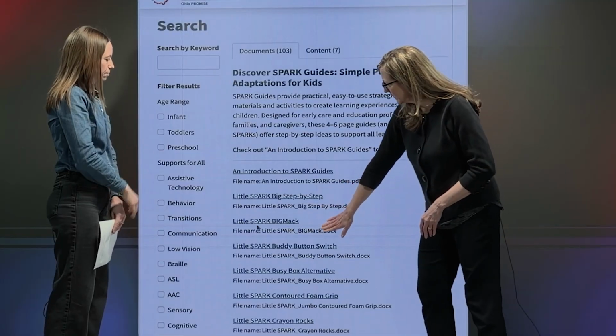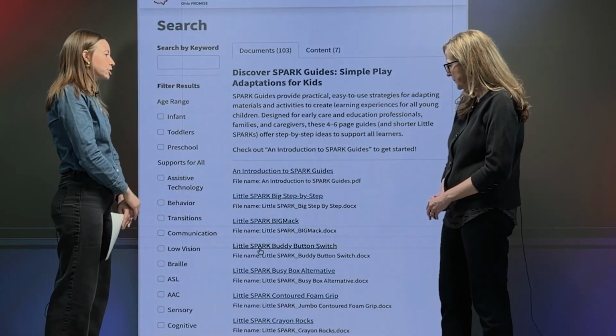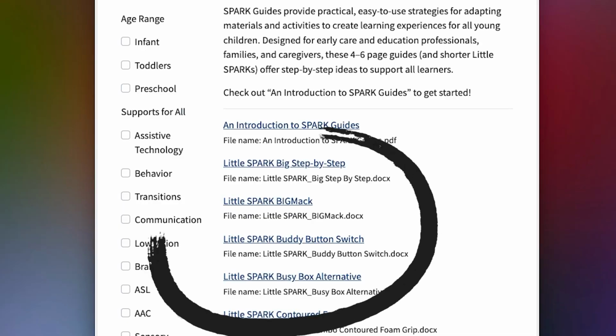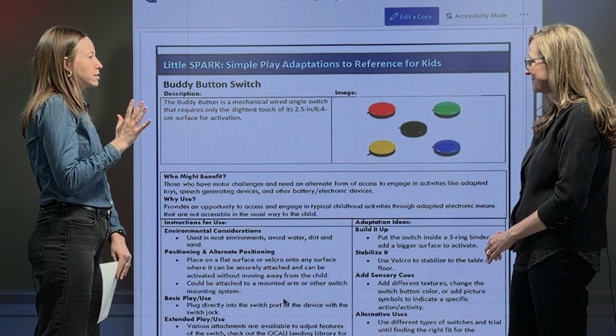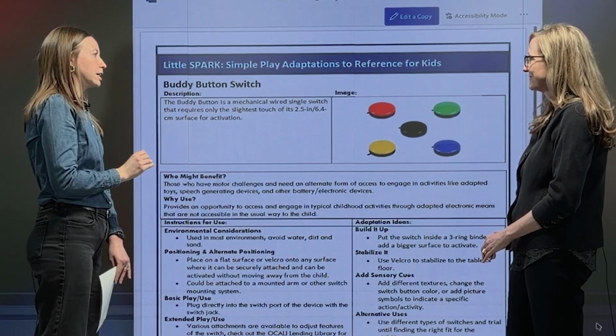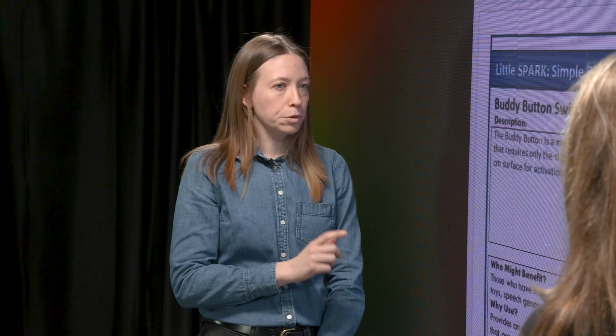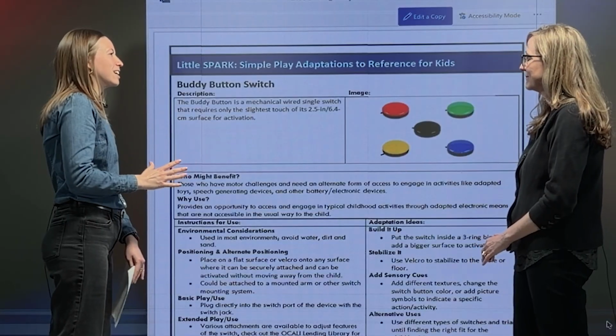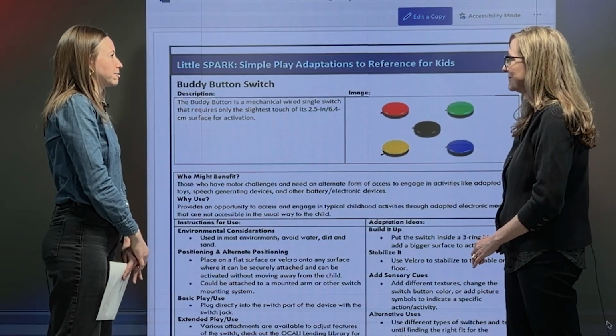And then what do we have below here? Yeah, so with each Spark Guide, we also have a little Spark. And this is for families and professionals who are on the go and need something really quick. So while our original Spark Guide is 4 to 6 pages, this little Spark gets you to exactly what you need, how to use it, a couple of brief adaptation ideas, as well as a communication grid or graphics that are going to help support communication with this item. So you're not missing anything. It's just an abbreviated way to get the information.